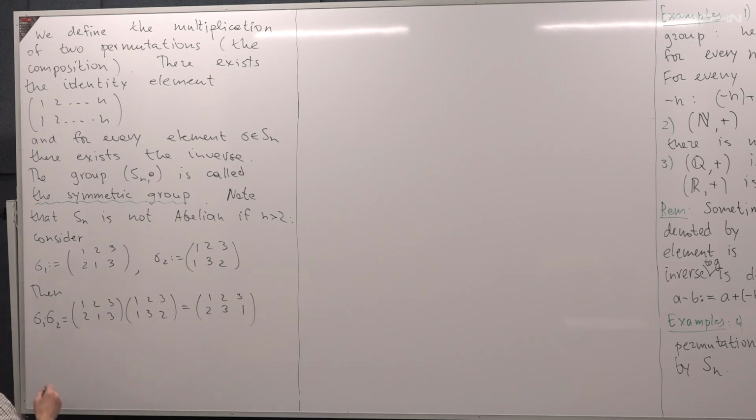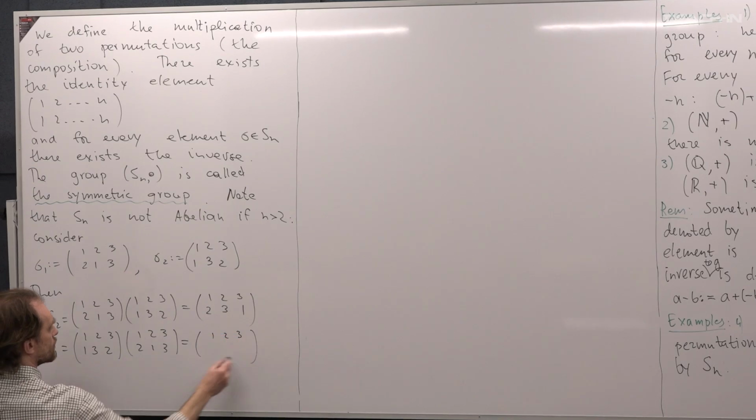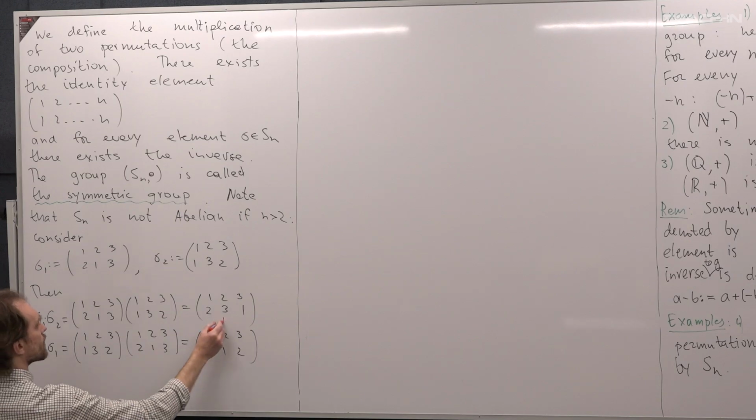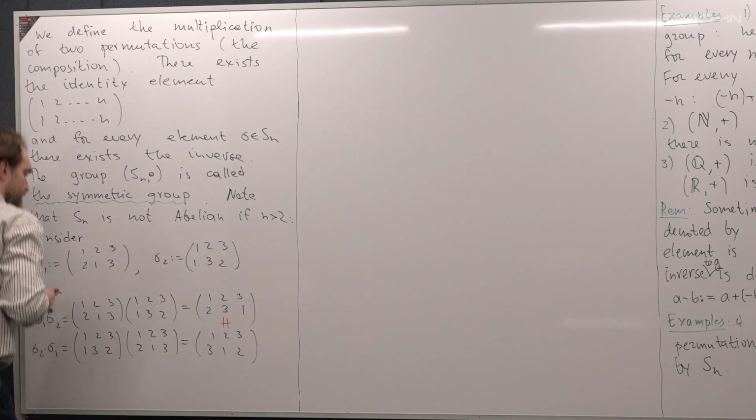So this is what we get here, and sigma 2 multiplied by sigma 1 is the product of these two permutations in the reverse order. So what do we get here? So 1 goes to 2, and 2 goes to 3. Then 2 goes to 1, and 1 goes to 1. 3 goes to 3, and 3 goes to 2. So we get two different permutations. So obviously this group is not commutative.